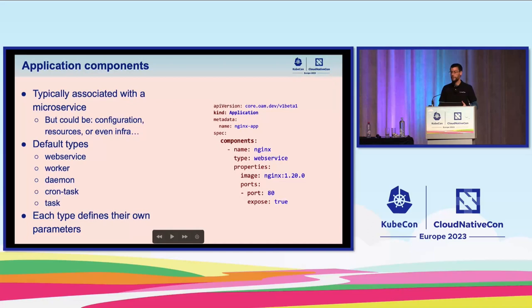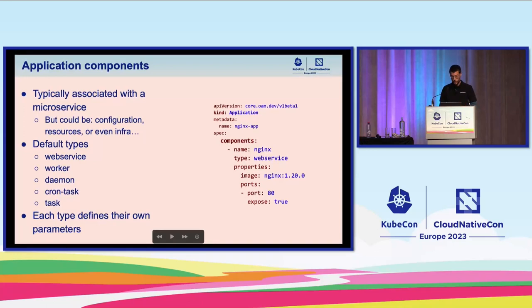From the point of view of the components, the important thing here is that each component has a type. You are able to define your own types. By default, there is a set of predefined component types that resemble the classical Kubernetes ones, so it is more familiar to get used to, right? Web service, you can see it as an equivalent of a deployment plus a service. If you put this port and expose equal to true, that will automatically generate the service for you.